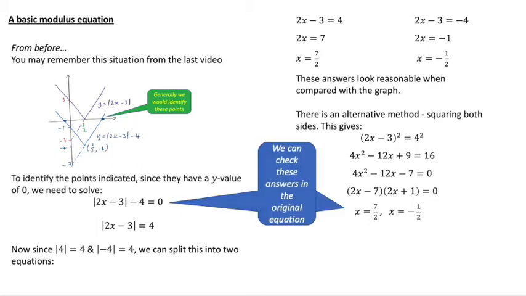Before we said the answers look reasonable, but one thing we can always do with answers is check them in the original equation. If we put 7 over 2 into the original equation, we get 2 times 7 over 2 is 7, 7 take away 3 is 4, modulus of 4 is 4, 4 take away 4 is 0. If we put minus a half in, we get 2 times minus a half is minus 1, minus 1 take away 3 is minus 4, the modulus of minus 4 is 4, and again 4 take away 4 is 0.